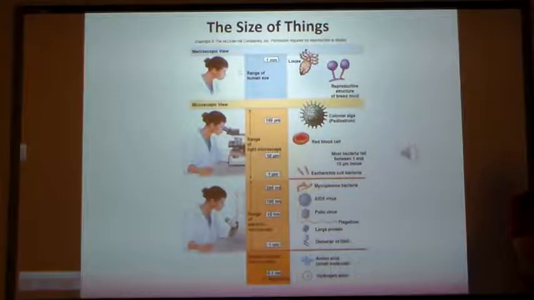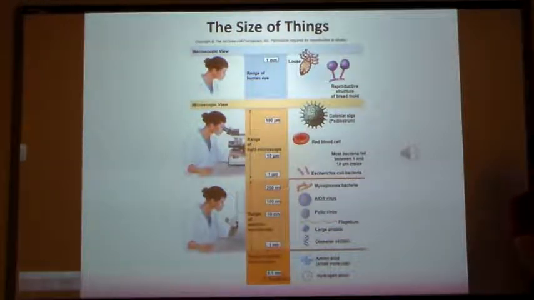Your naked eye can see something down to about a tenth of a millimeter, or 100 micrometers. One millimeter is what you can see on your ruler. That's little, and a tenth of that distance is what your naked eyes can see, about 100 micrometers. Below that, we need to use microscopes. With a microscope, you can magnify things up to about 1,000 times. You can see something down to 200 nanometers.